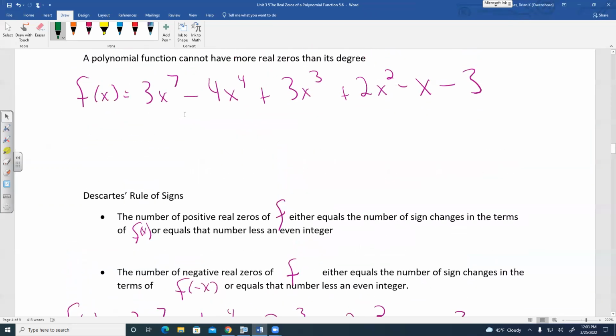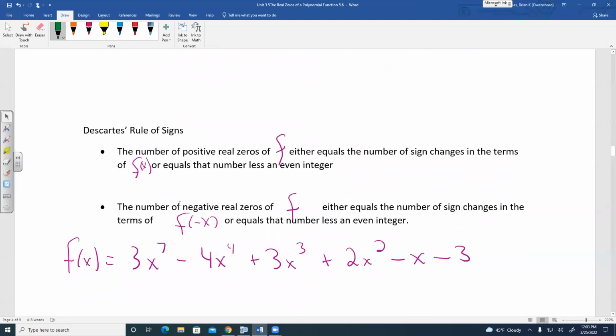So the Descartes rule of signs is something we want to look at. The number of positive real zeros of the function either equals the number of sign changes in the terms of f of x, or it equals that number less an even integer. So keep that in mind with the Descartes rule of signs. Also, the number of negative real zeros of f either equals the number of sign changes in the terms of f of negative x, or that equals the number less an even integer.